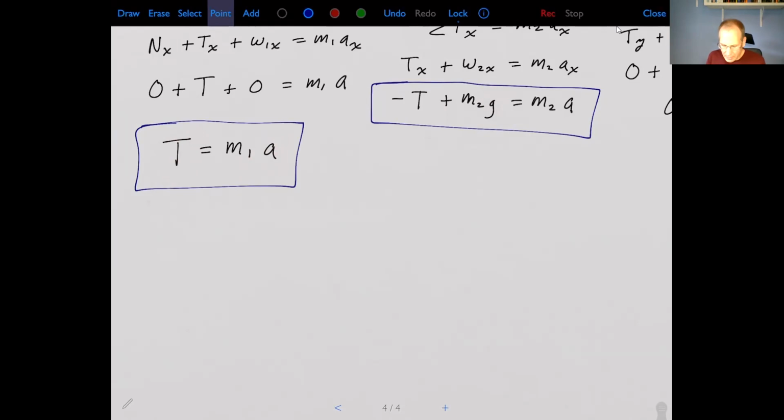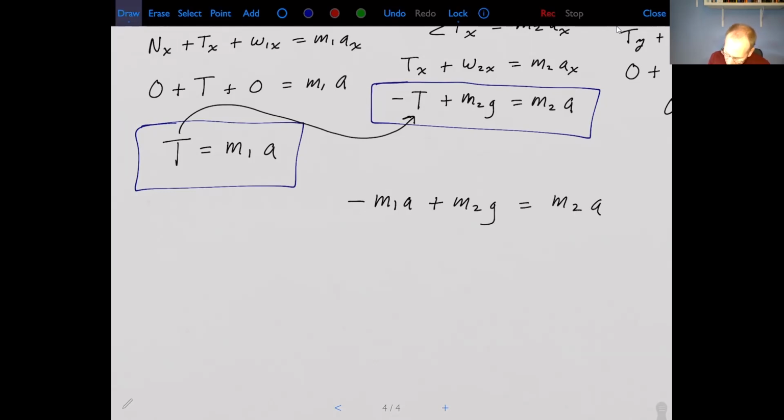You guys may have learned different techniques like substitution or elimination, or maybe even matrices. So I'm just going to use substitution, where I have a T in this right-hand equation. So where I have a T here, I'm going to substitute in this T, which is M1A. Okay, so I'm going to just plug this in for T here. So I have minus M1A plus M2G is equal to M2A. Let me bring the A's together, because remember, my whole goal is to solve for A. So I'm going to add M1A to both sides.